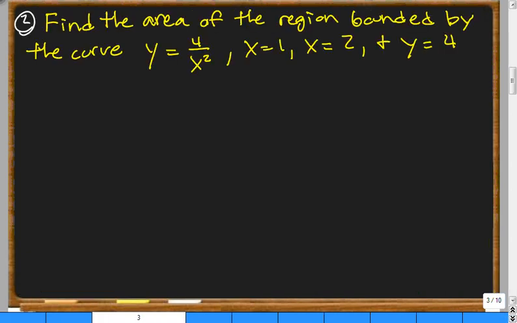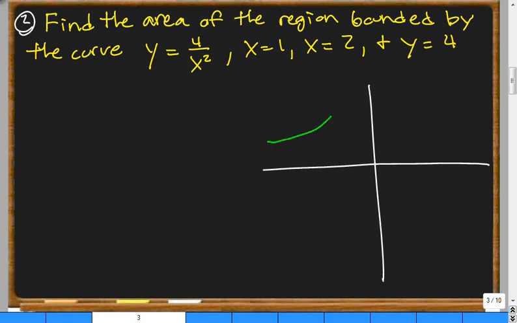Okay, so let's look at another question. Find the area of the region bounded by the curve y equals 4 over x squared, x equals 1, x equals 2, and y equals 4. So this one's a little different. Let's go ahead and draw out my graph. The equation y equals 4 over x squared is a rational function, so it's going to look something like this.